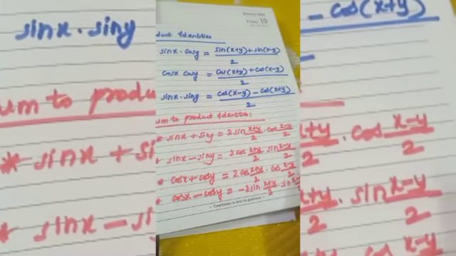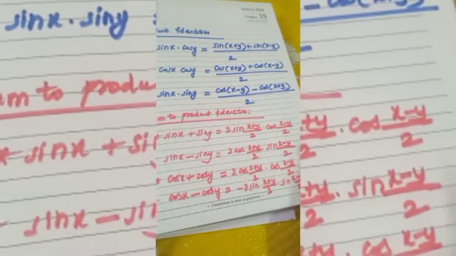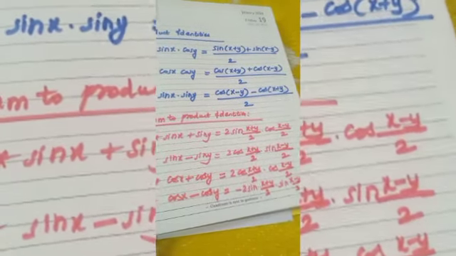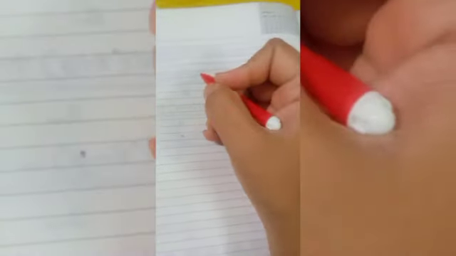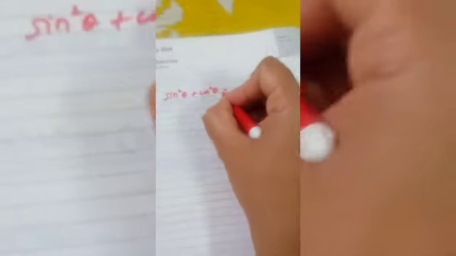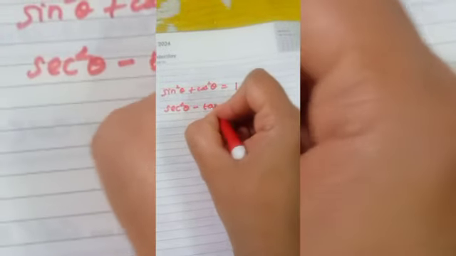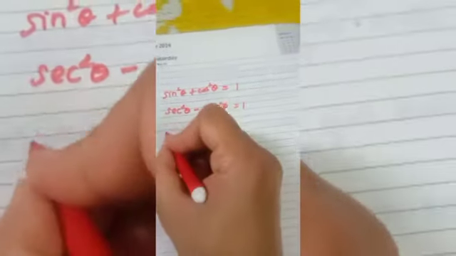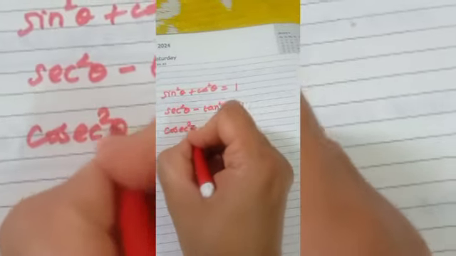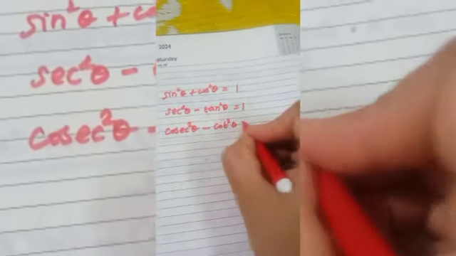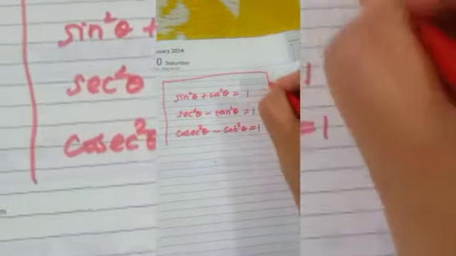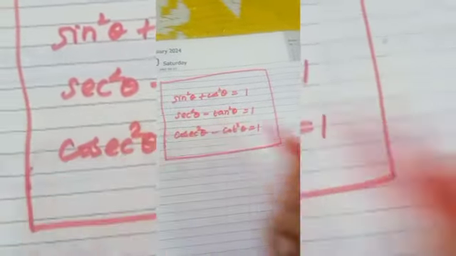Yes, my dears, these formulas are highly helpful while solving the problems. Kindly go through them. Last but not least, the basic 3 trigonometric identities which we have to study. The first one is sin square theta plus cos square theta equal to 1. The next one is secant square theta minus tan square theta equal to 1. And next one is cosecant square theta minus cot square theta equal to 1. These 3 identities are highly helpful in solving the problems.